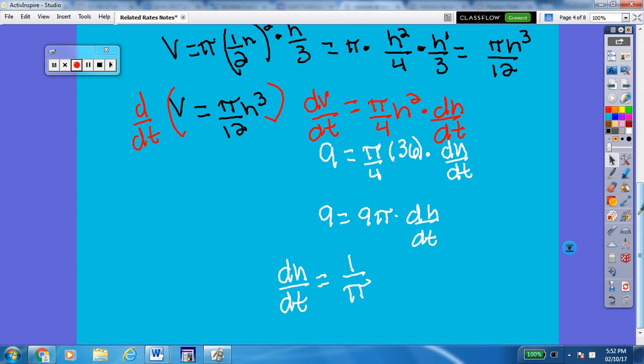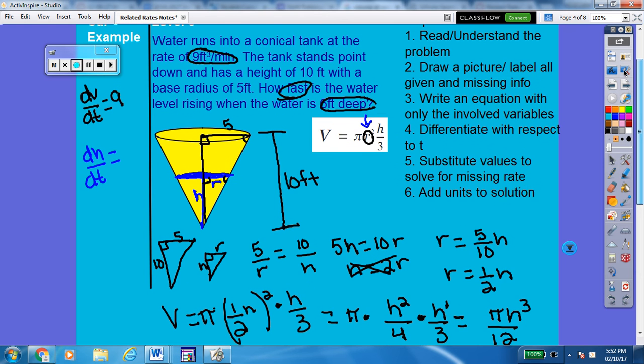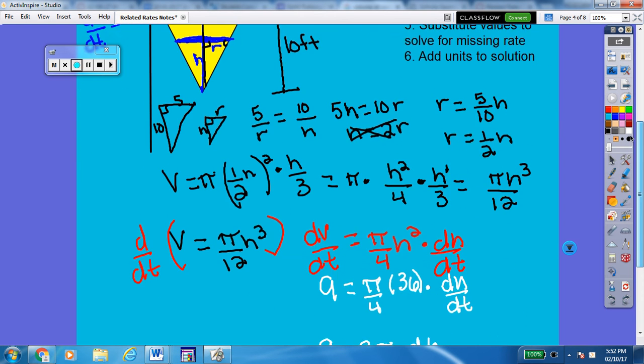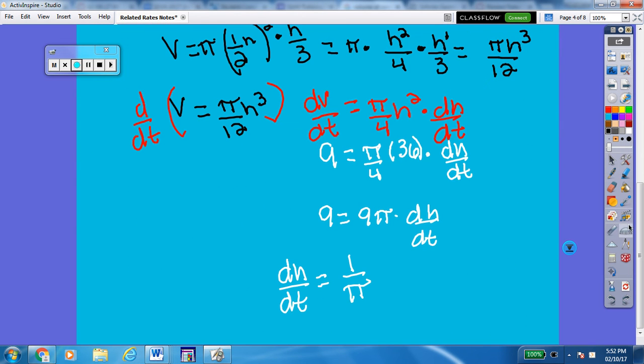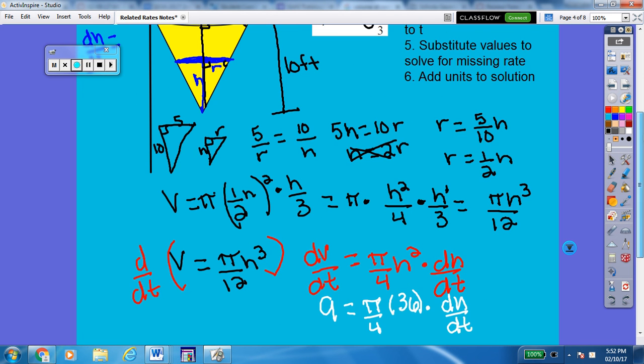Let's look up here real quick. Yeah, it gave the volume in feet cubed per minute. So this is going to be feet per minute. And that's it. So this problem is like a 3, but it involves you having to replace the variable because we're not given any information about the rate. Okay, so this is example number 2.